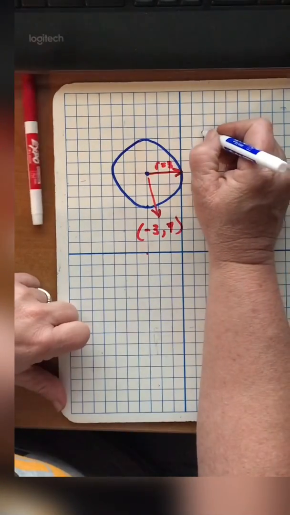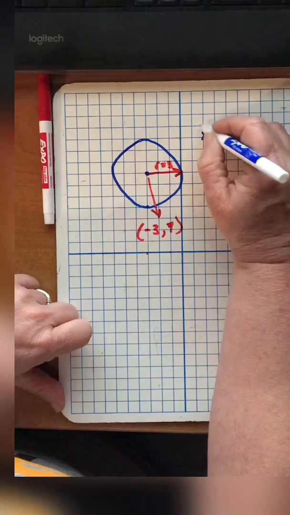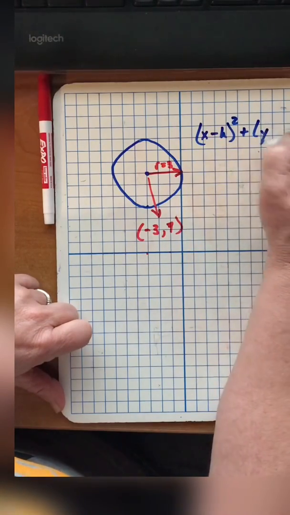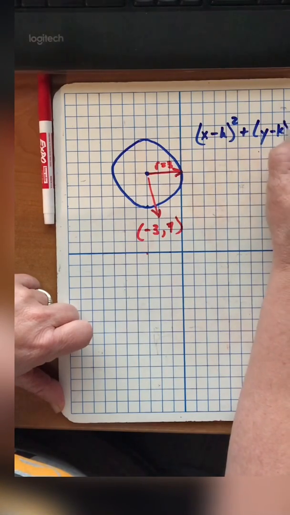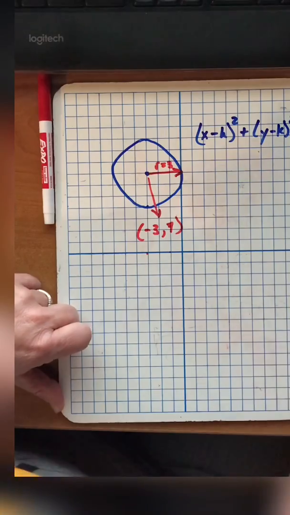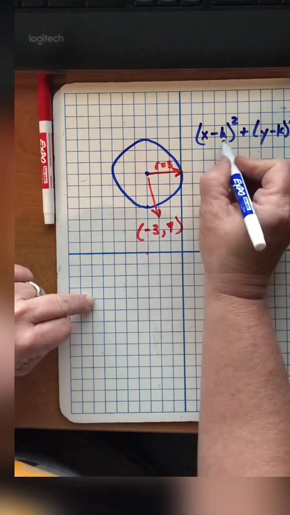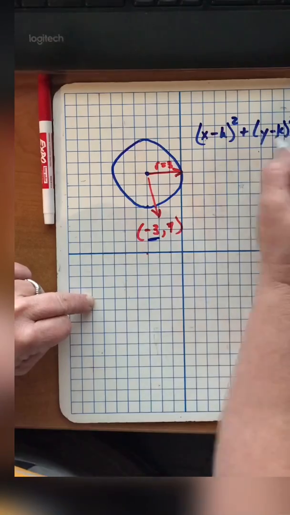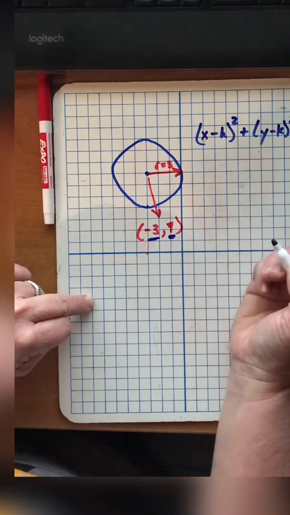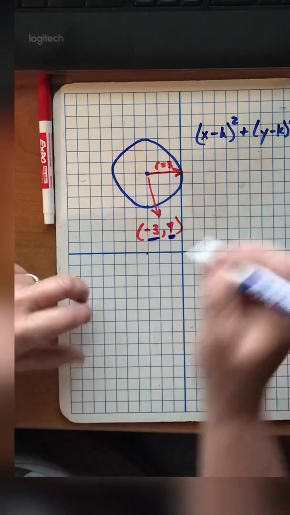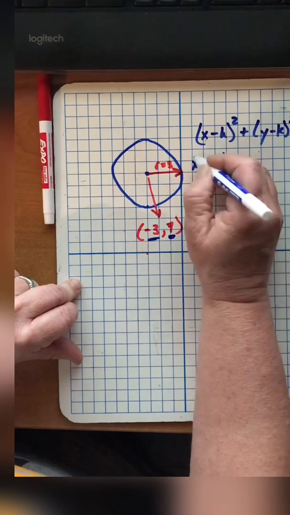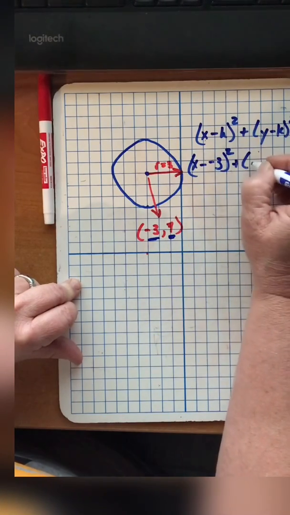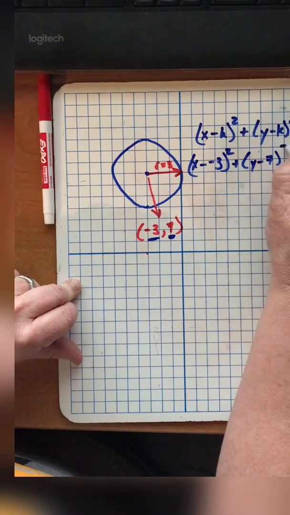Okay, let's write down the equation. x minus h squared plus y minus k squared equals r squared. The h goes with the x, it's the x coordinate. The k goes with the y, it's the y coordinate. So if I wrote exactly how it is written here, it'd be x minus a negative 3 squared plus y minus 7 squared equals 3 squared, or 9.